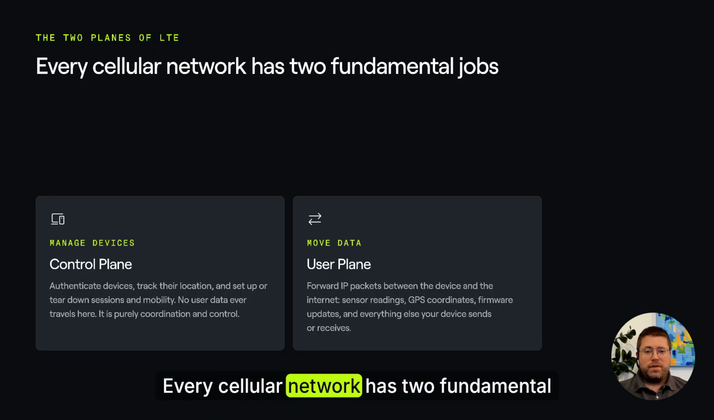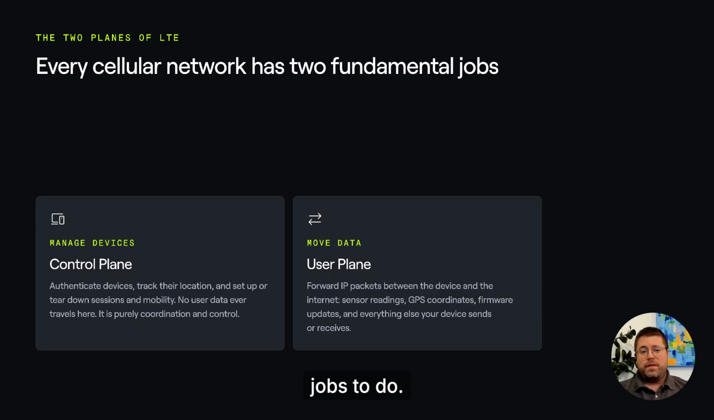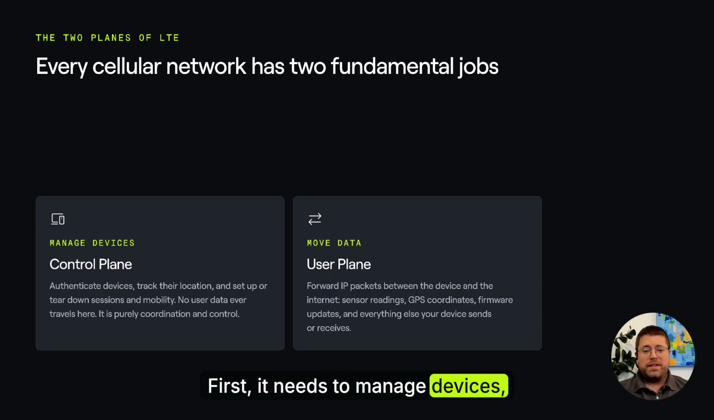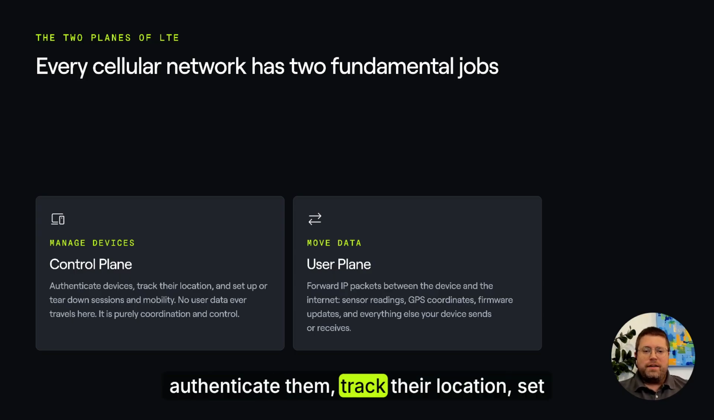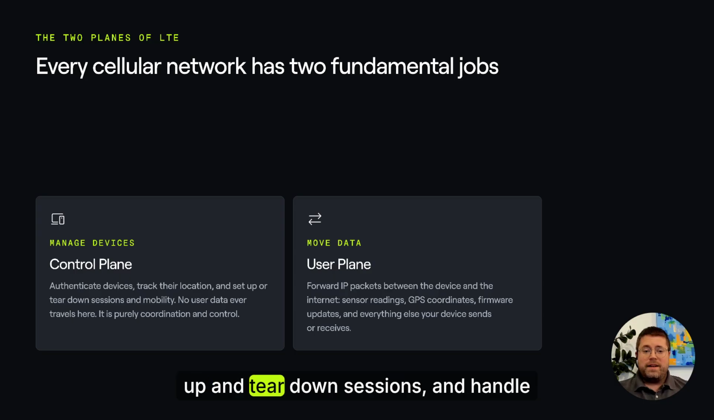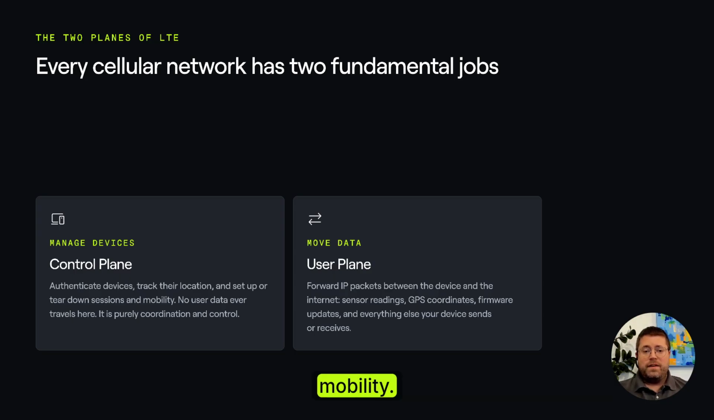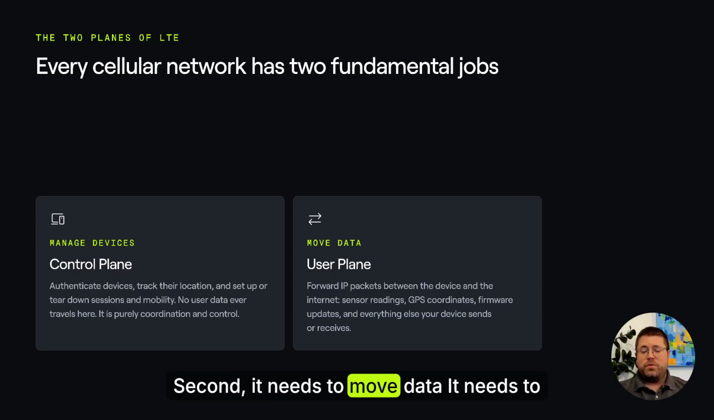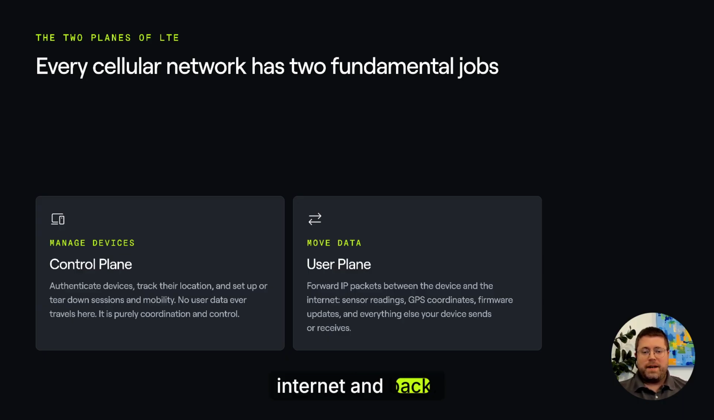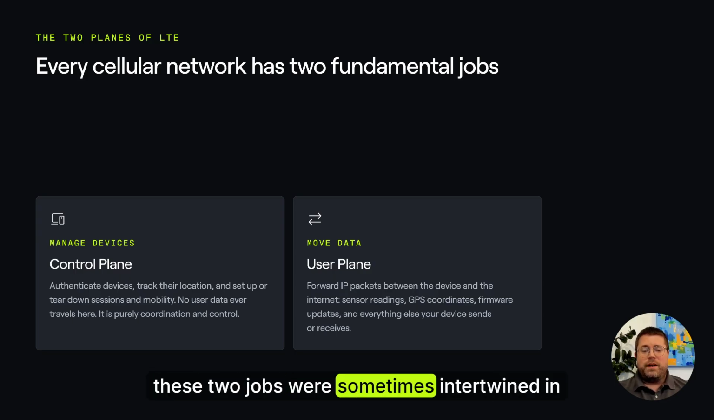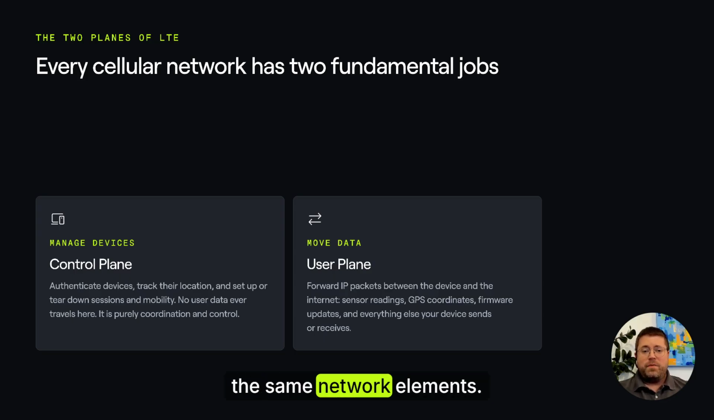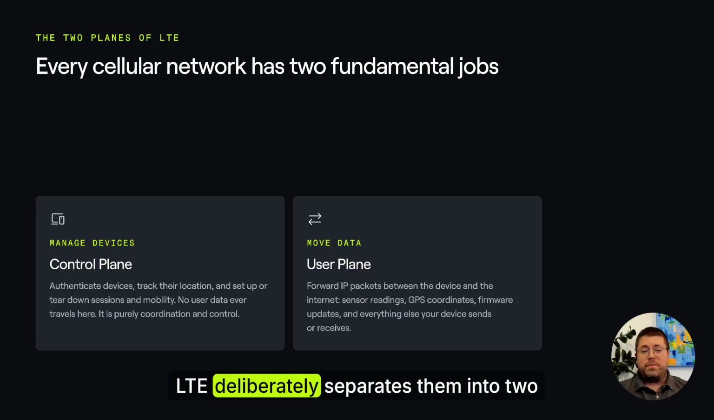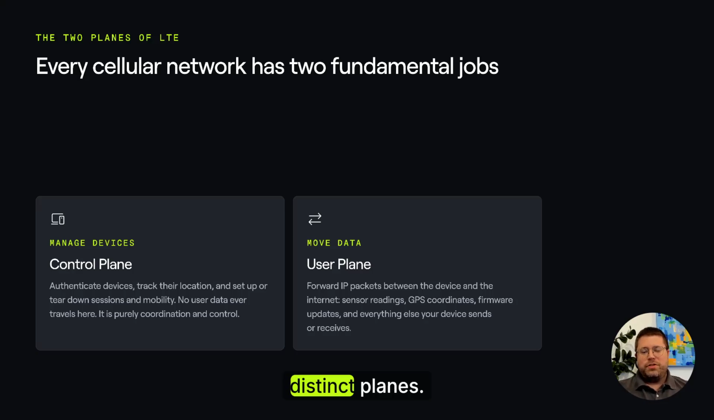Every cellular network has two fundamental jobs to do. First, it needs to manage devices, authenticate them, track their location, set up and tear down sessions, and handle mobility. Second, it needs to move data. It needs to forward IP packets from the device to the internet and back. In older network architectures, these two jobs were sometimes intertwined in the same network elements. LTE deliberately separates them into two distinct planes.